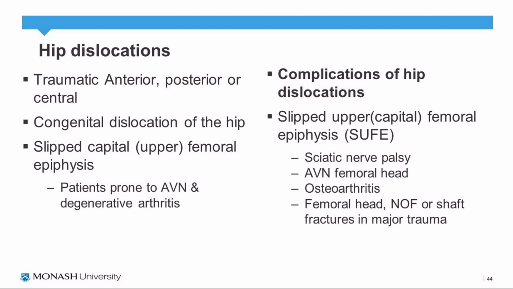Now, hip dislocations can be anterior, posterior, or central due to trauma. You could also have congenital dislocations, and then a slipped capital upper femoral epiphysis or SUFE. Patients with hip dislocations are prone to avascular necrosis and degenerative arthritis. Some of the complications with SUFE is it can result in sciatic nerve palsy, avascular necrosis of the femoral head, osteoarthritis, and then with the femoral head, neck of femur or shaft fractures. This is in major trauma, there is a risk to these areas.